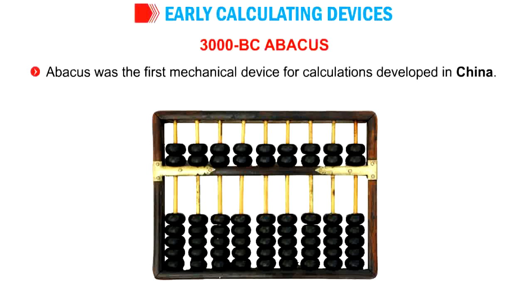Abacus. Abacus was the first mechanical device for calculations, developed in China. Exactly, we say 2700 to 2300 BCE in the Mesopotamian civilization, and some countries like in Africa and some places of Asia were still using this abacus. Even in our school we have abacus classes.